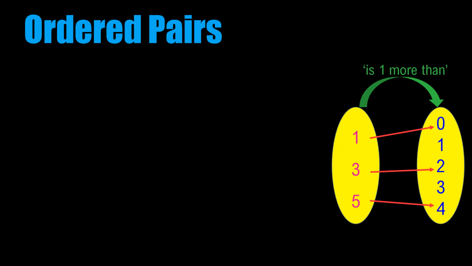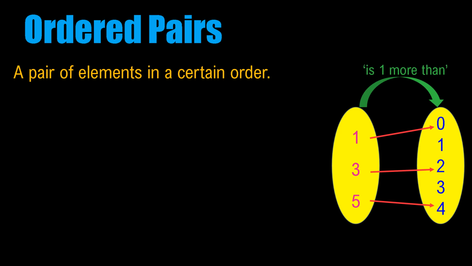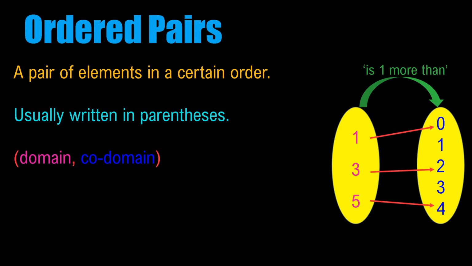Our ordered pairs are a pair of elements that is listed in a certain order. It is usually given in parentheses. So remember, the first element of the ordered pair is my domain element. The second element is my codomain element. Remember, when we are listing members of a set, it is written in curly brackets.